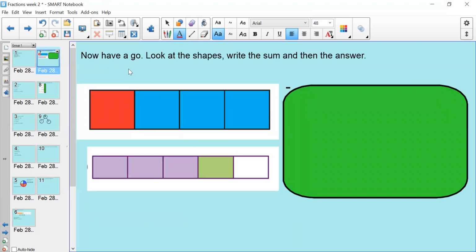Okay, so now have a look at these shapes, and I'd like you to write the sum for the shaded parts of each shape. So how do we add up what parts have been shaded? So pause the video now and have a go at those.